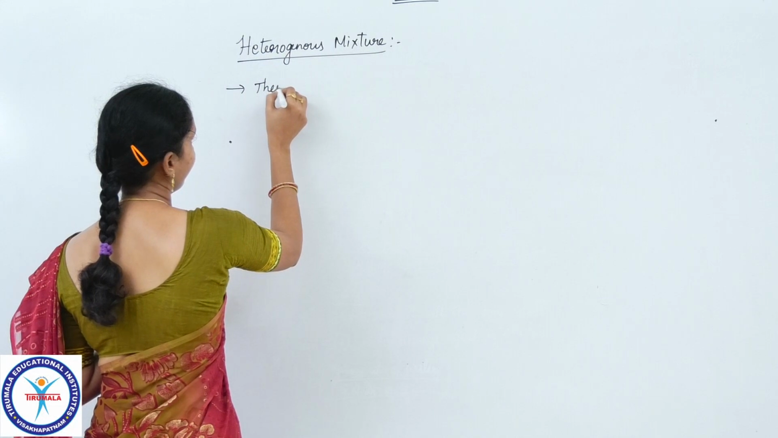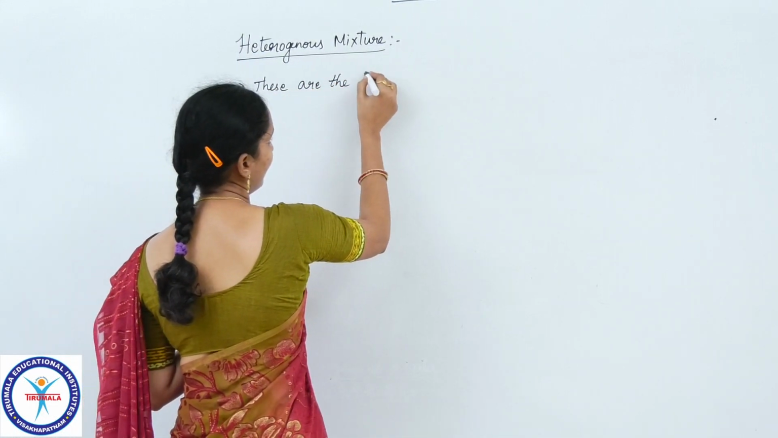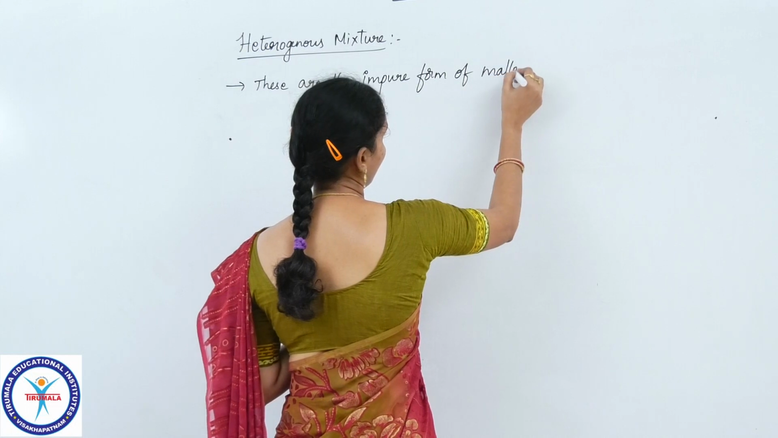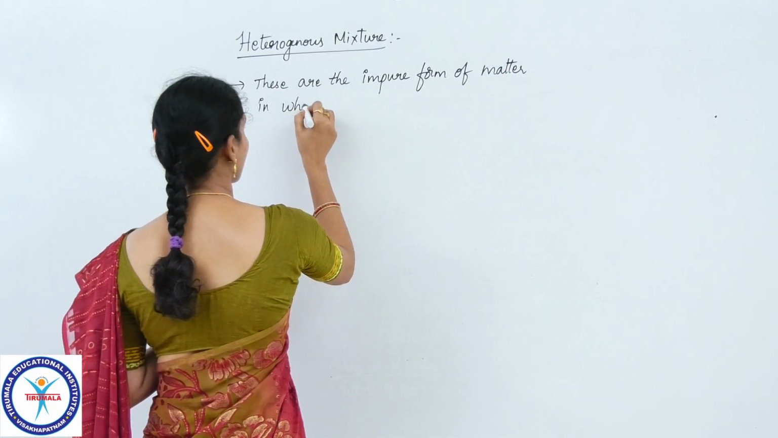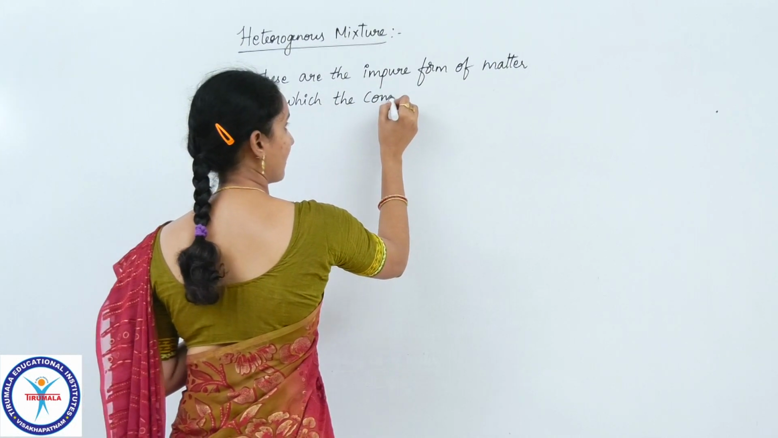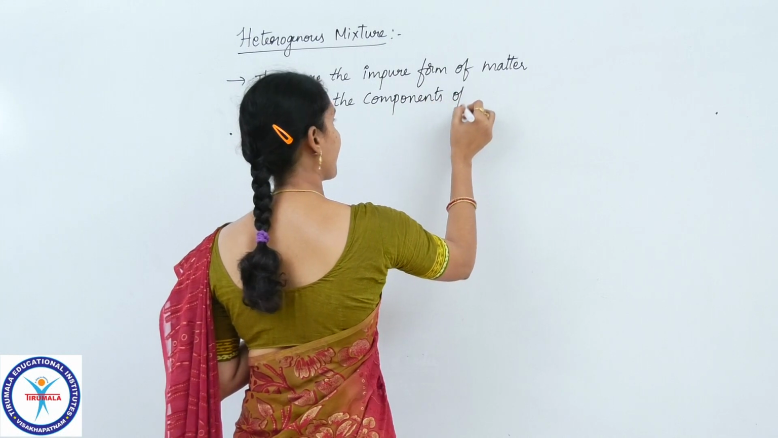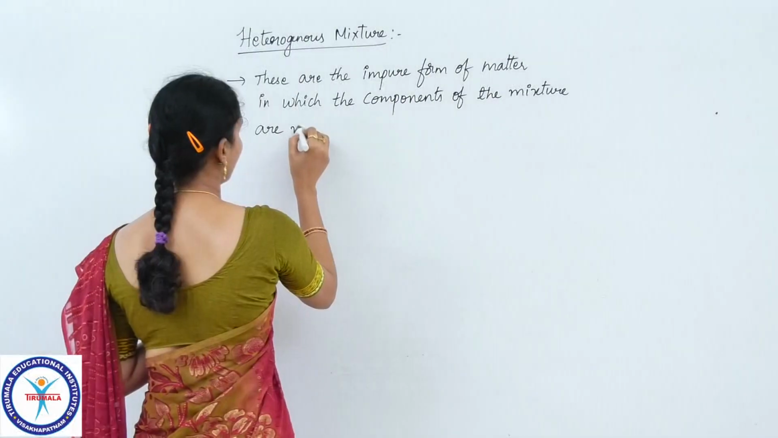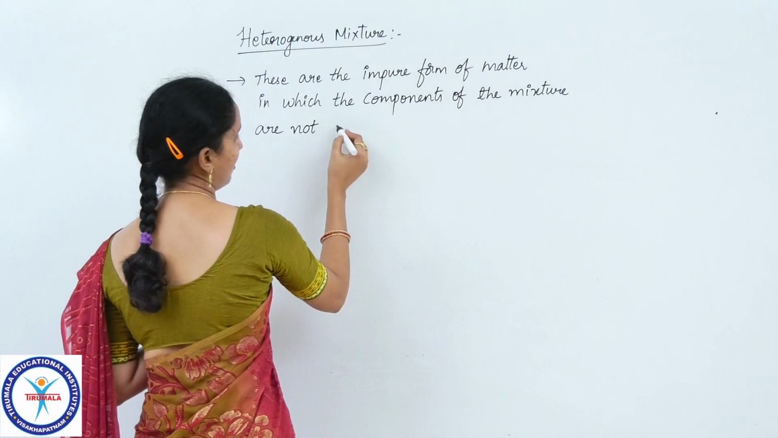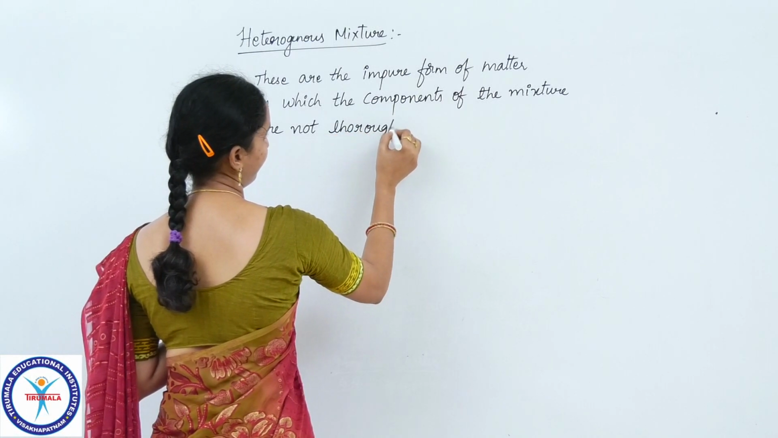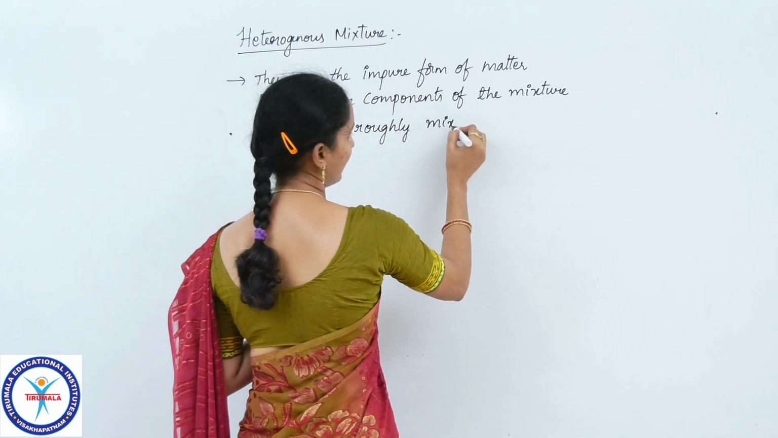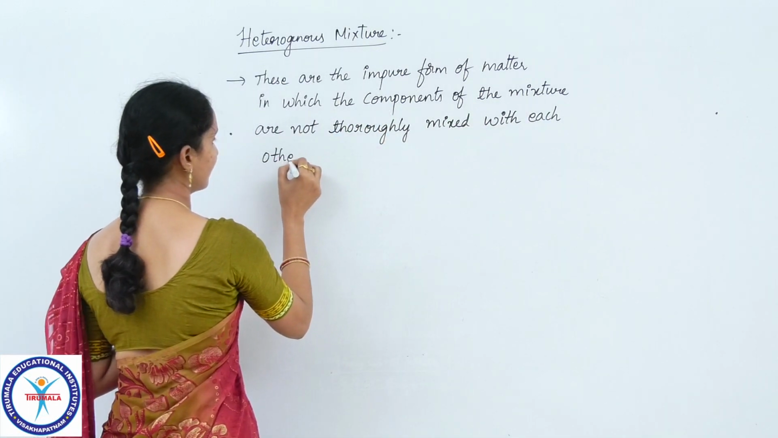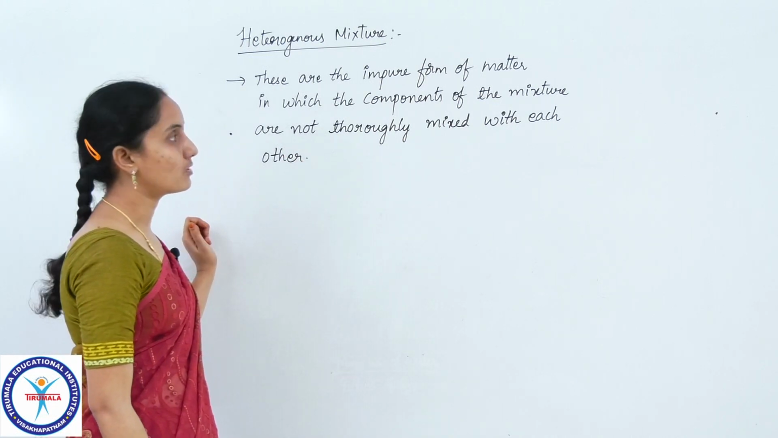So these are the impure form of matter in which the components of the mixture are not thoroughly mixed with each other. So such type of mixtures are called heterogeneous mixtures.